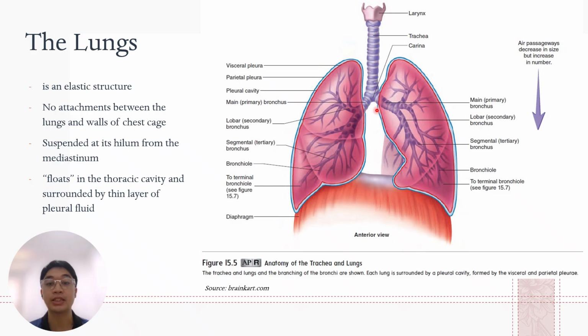The mediastinum is the space within the center of our thoracic cavity. So instead, the lungs will quote unquote float in the thoracic cavity and are surrounded by a thin layer of pleural fluid. As I will further discuss later, your pleural fluid is important because this serves as a lubricant to facilitate a smooth sliding movement of the lungs whenever they contract, during inhalation and exhalation.